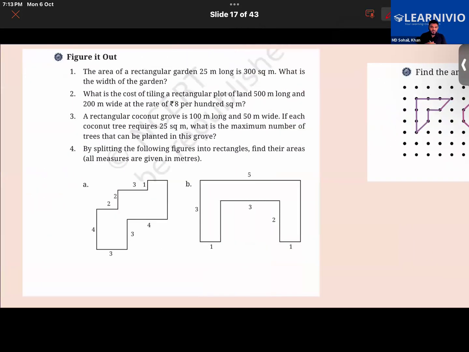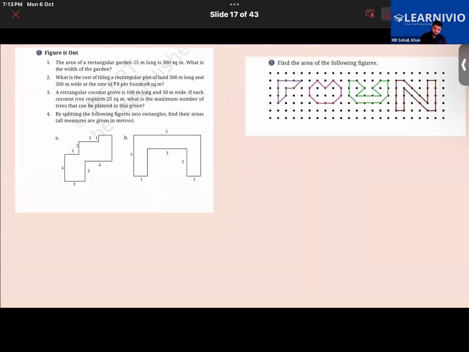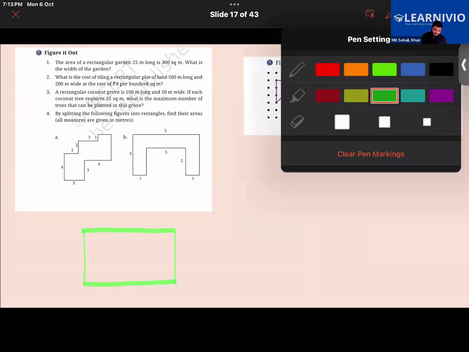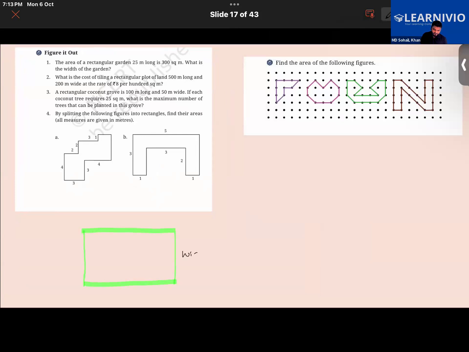The question says the area of a rectangular garden 25 meter long is 300 square meter. What is the width of the garden? In the given question, the area of the garden is given, and the length is also given. You need to find out how much the width is. Width is not given. Length is 25 meter.